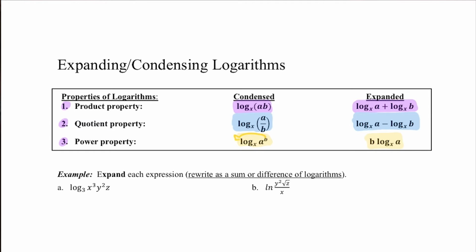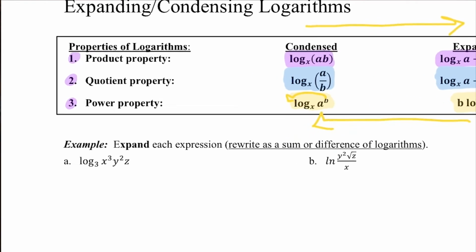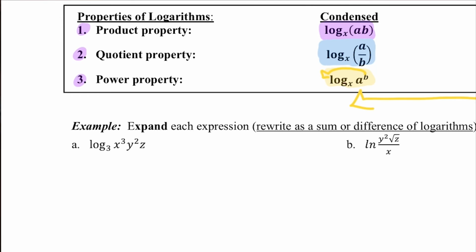So these properties work in either direction. If you want to expand, you'll go this direction. If you're wanting to condense, you'll go this direction. So the first couple examples I'm going to go through are for expanding. So we have the condensed version, we want to expand the logs. So if we look at this example A, it's log base 3 of x cubed y squared z. So we have all three of those terms inside of our log.